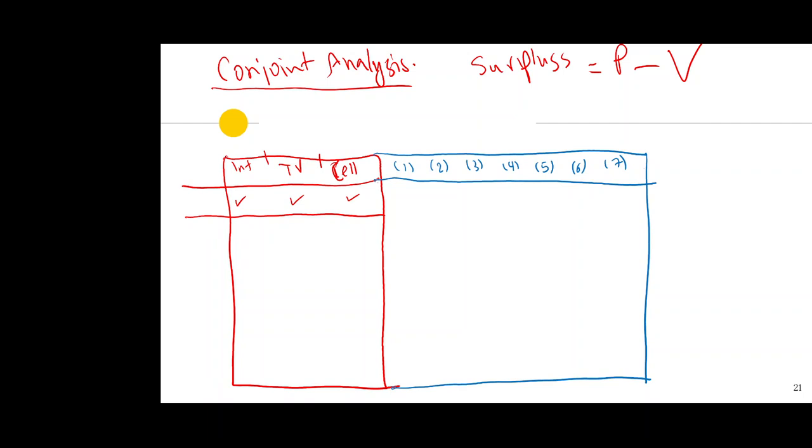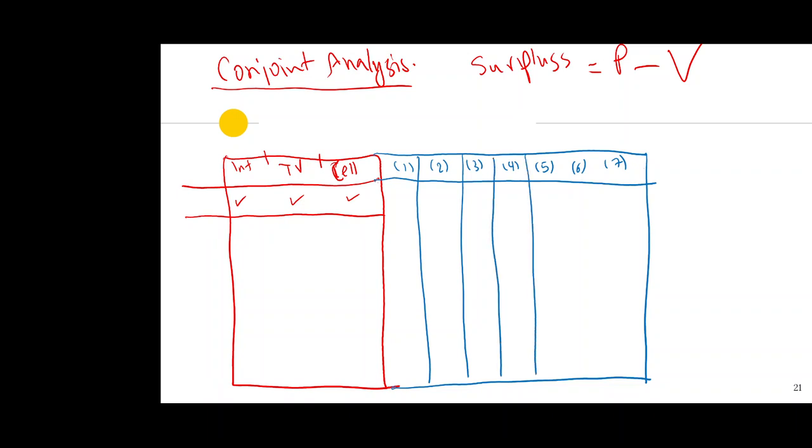So now we have these different options. What do I want to compute in these cells? What was I talking about again and again in the same slide? The surplus. So over here, I'm going to be computing the surplus. The surplus will be the price minus the value. So I'm going to have something here called price minus value. All right, value is already here in the red, right?